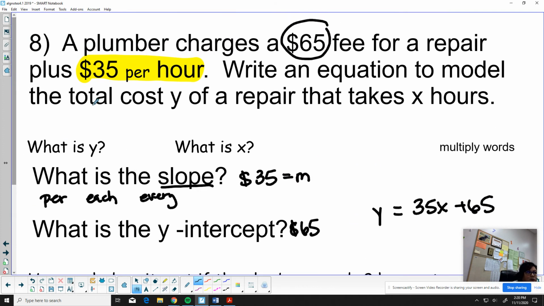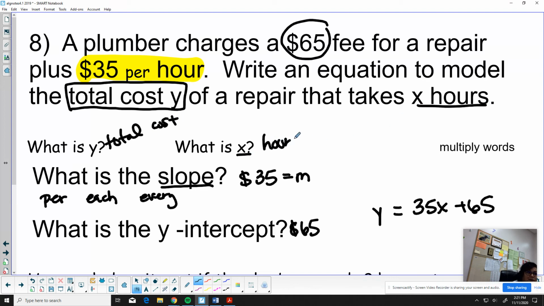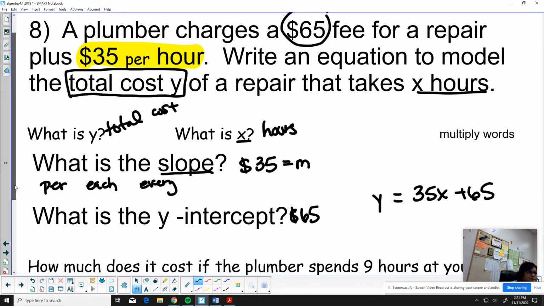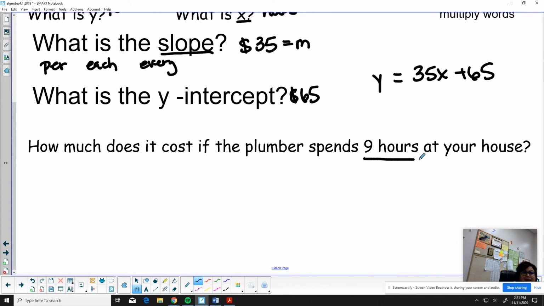Okay, I know that y equals total cost because it says so right here. And I know that x equals hours because it says so right here in the words. If he spends 9 hours at my house, what I do is I use this equation that we just came up with, and I put 9 in for x because that's hours. So right here, instead of putting x, I'm going to put 9. And then I'm just going to use my computer or my calculator.